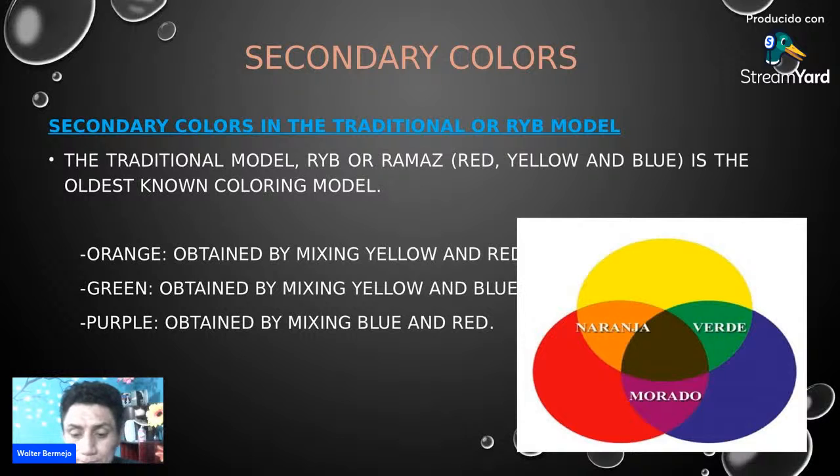Secondary colors in the traditional or RYB model. The traditional model RYB, red, yellow, and blue, is the oldest known coloring model. This model has yellow, blue, and red as primary colors. When two of these colors are mixed, the following secondary colors are generated: orange, obtained by mixing yellow and red; green, obtained by mixing yellow and blue; purple, obtained by mixing blue and red.